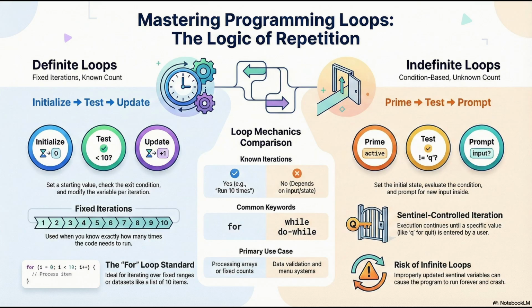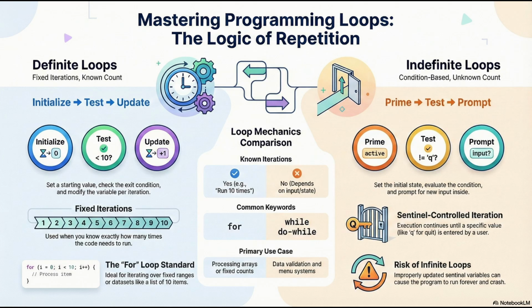That seems to be the recurring theme today. Structure. Whether it's the initialize, test, update of the definite loop, or the prime, test, prompt of the indefinite loop, or this clockwork logic of the nested loop, you can't just wing it. No, you can't. The computer is a powerful servant, but it's a very literal one. It will do exactly what you tell it to do. You tell it to loop forever, it will. If you tell it to skip a prompt, it will. The logic has to be airtight.